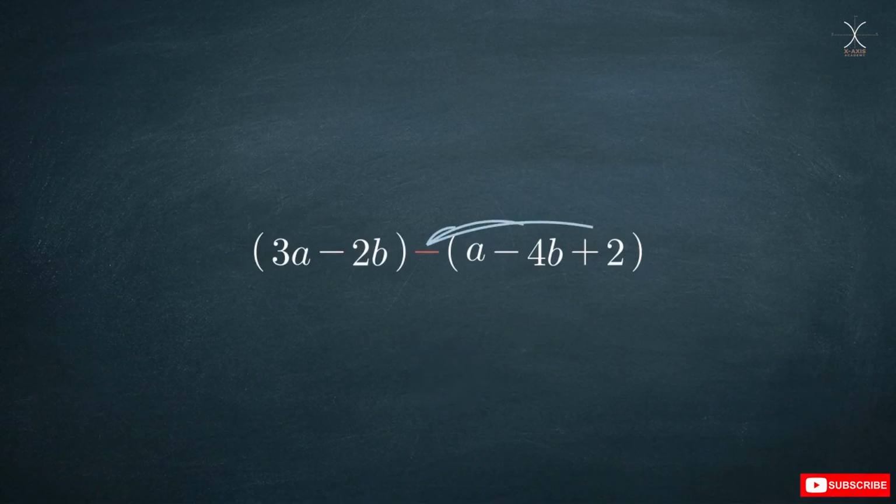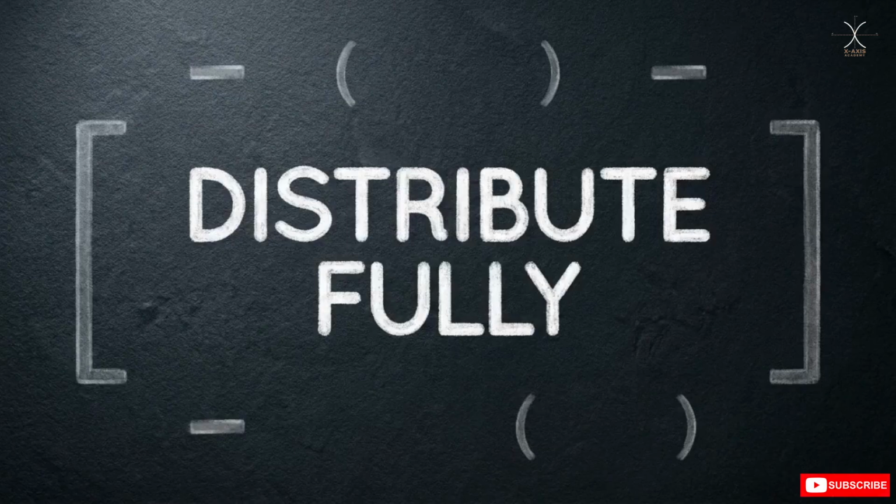By distributing the negative sign to all three terms, the positive a becomes negative, the negative 4b becomes positive, and the positive 2 becomes negative. Whether you are working horizontally or vertically, success depends on ensuring no single term escapes that negative sign.